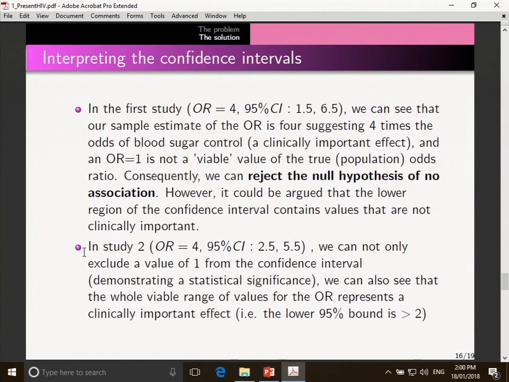In the first study, the odds ratio was 4. The confidence interval was 1.5 to 6.5. We can see that our sample estimate of the odds ratio suggests four times the odds of blood sugar control in the people with the new oral hypoglycemic agent relative to those not using it. We can also see that our confidence interval does not contain 1, so a statement of no association, so no differential odds, is not a viable statement. We can throw the null hypothesis away.